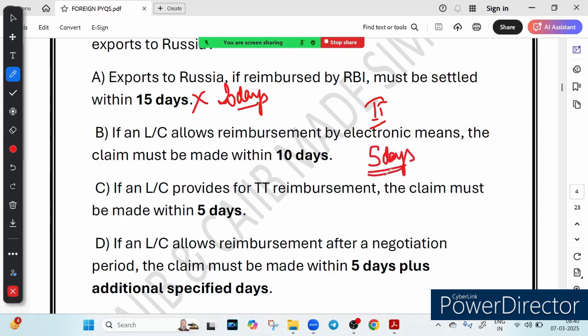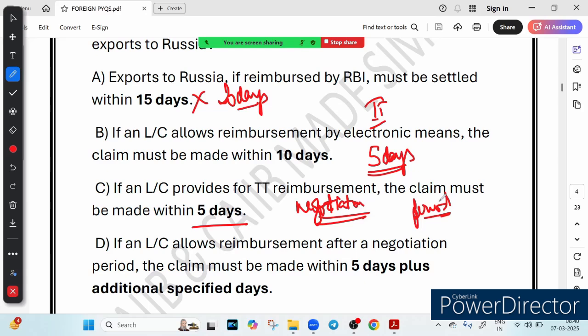Option C says that TT reimbursement must be in 5 days. So this option says that TT reimbursement under an LC, letter of credit, must be claimed within 5 days. While this is correct for TT reimbursement specifically, it does not cover all scenarios, like those involving a negotiation period. In those scenarios, it does not fit well. So while partially correct, it is not the most complete answer.